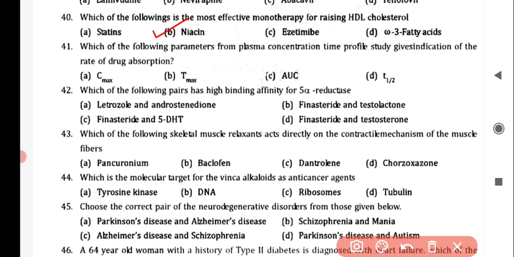Next question is, which of the following parameters from plasma concentration time profile study gives indication of the rate of drug absorption? And the correct answer is option B, Tmax.